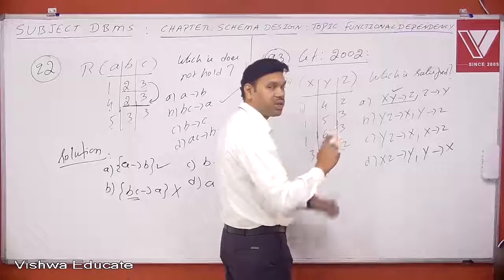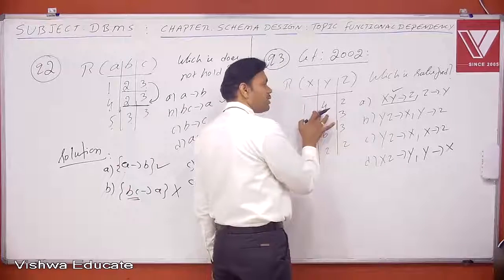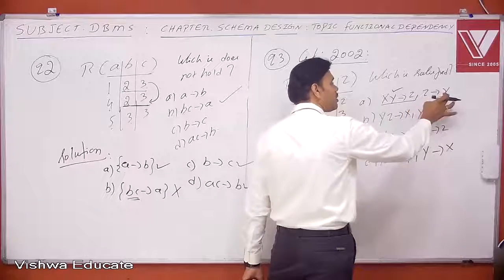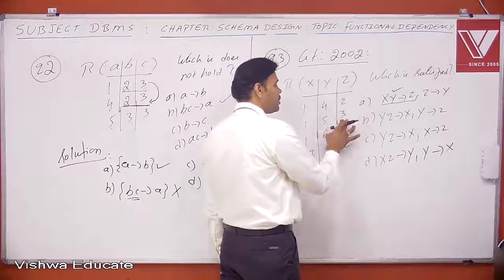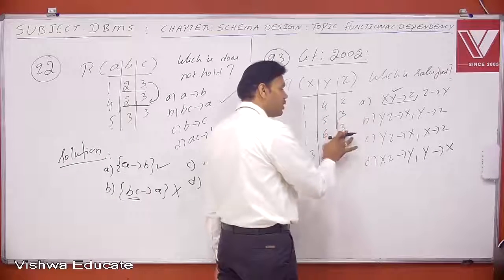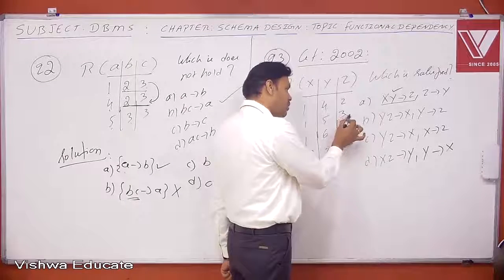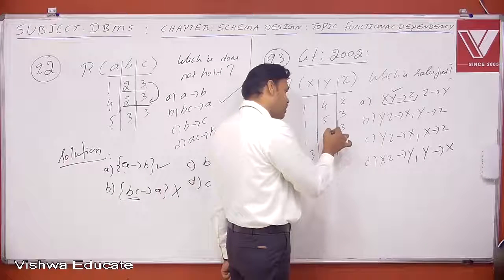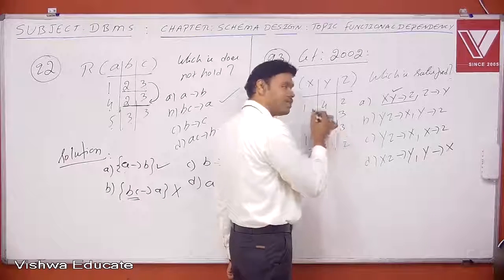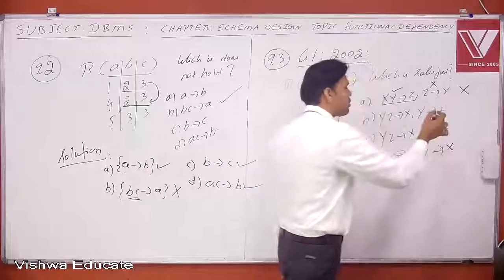You also have to check Z to Y. Z is the determinant, Y is the dependent. So 2 is a unique value, 3 is a unique value, 3 is a redundant value. You have to be very careful here. Whenever 3 is repeated, what has to repeat? 5 has to repeat, but what is given here? 6 is given here. Hence it is wrong. So overall it is wrong.